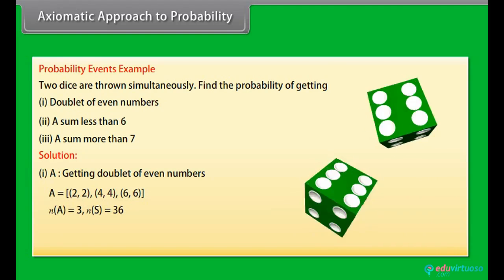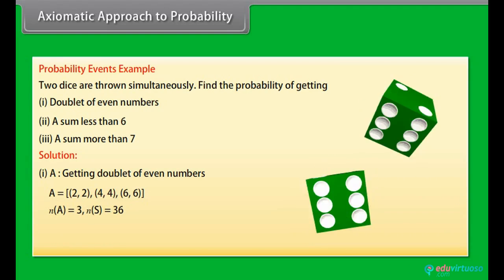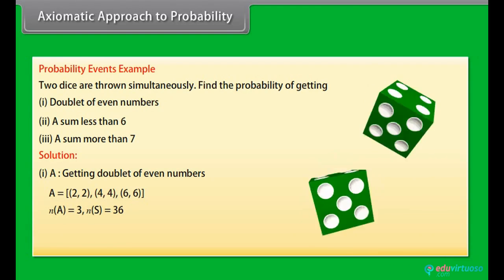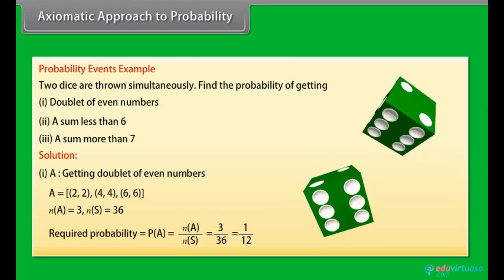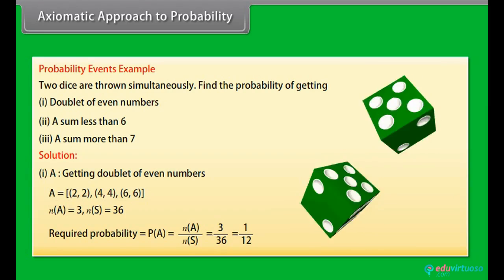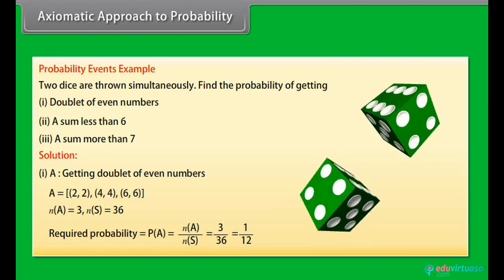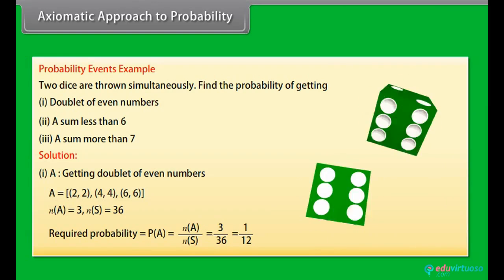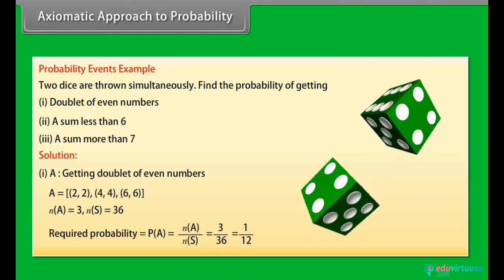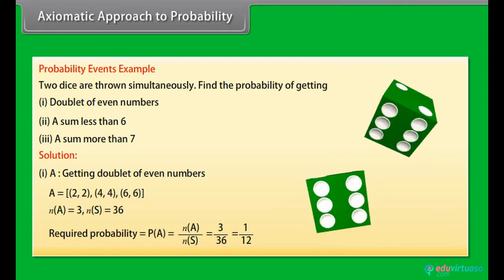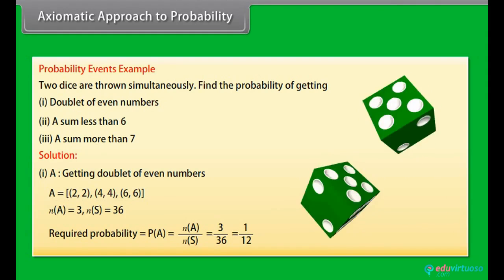NA is equal to 3. NS is equal to 36. Required probability is equal to PA is equal to NA divided by NS is equal to 3 by 36 is equal to 1 by 12.